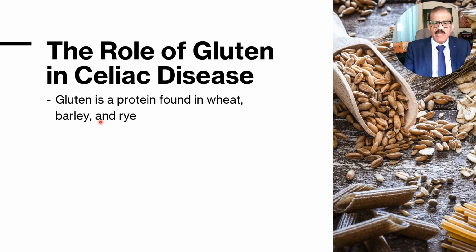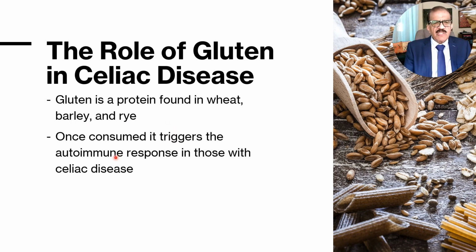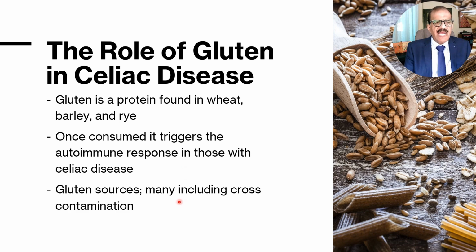Gluten is a protein found in wheat and also barley and rye. Barley and rye are also consumed fairly commonly, but of course not as commonly as wheat. This is an important point to be remembered, because once you ask somebody to avoid wheat, that person may switch over to barley or rye. So we have to explain that these are also to be avoided. Once consumed, it triggers the autoimmune response in those with celiac disease, those who are genetically predisposed, and that leads to loss of villi.